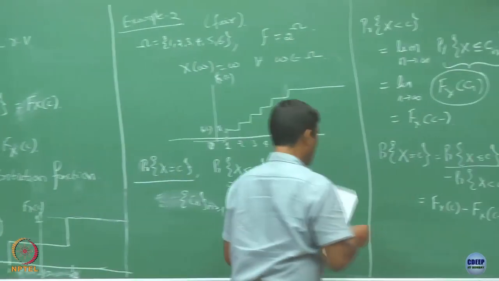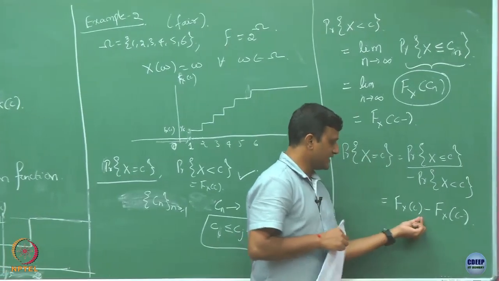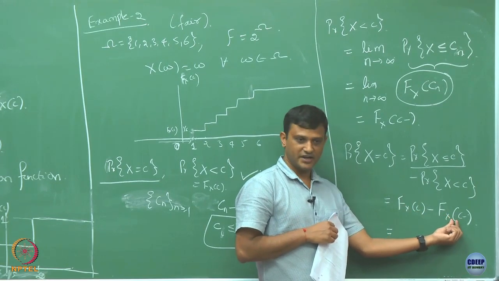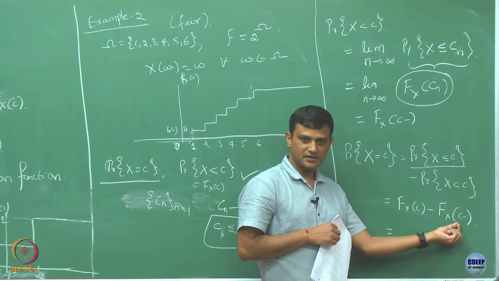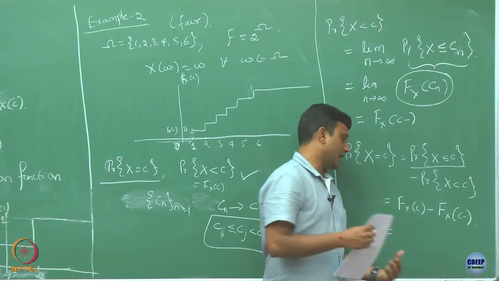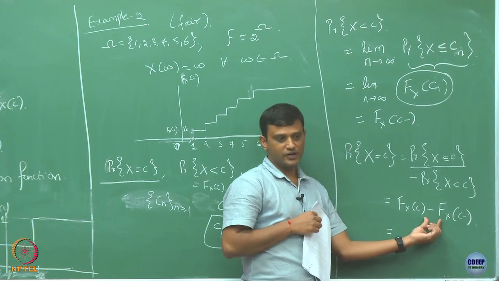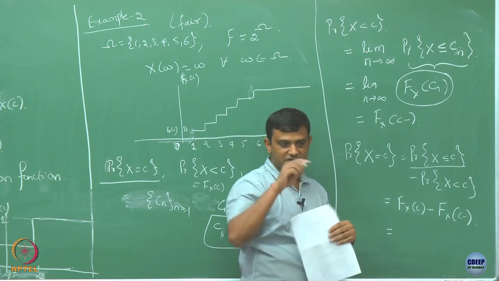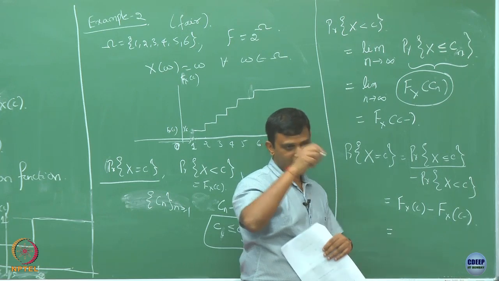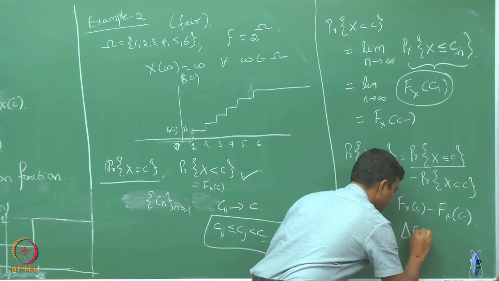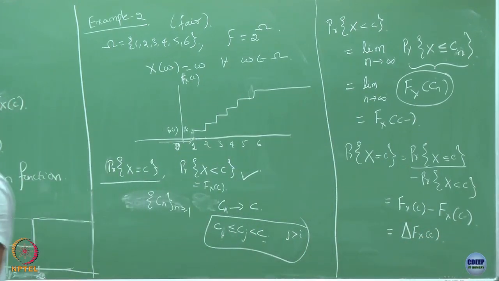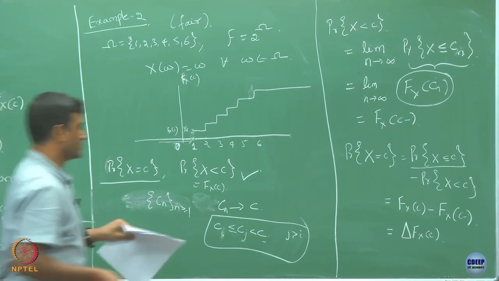And so what this is basically saying is that the value of the function at c minus the value of the function just before c, how can you interpret this quantity? This quantity is like a jump that is happening at the point c. So we are going to denote it as the jump of F_X at c.